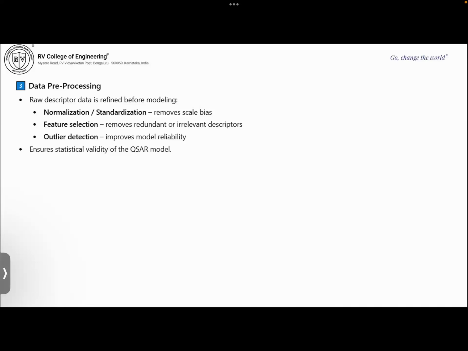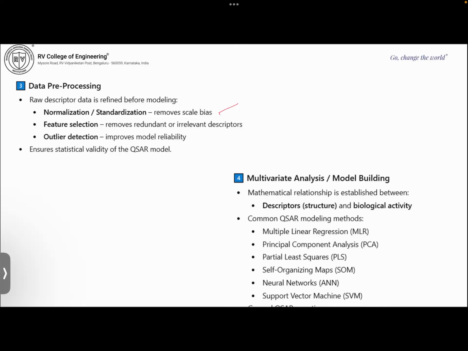So raw descriptor data is refined before modeling. Normalization or standardization removes the scale bias. Then feature selection removes redundant or irrelevant descriptors. Then outlier detection improves the model reliability. So this data pre-processing ensures statistical validity of the QSAR model.